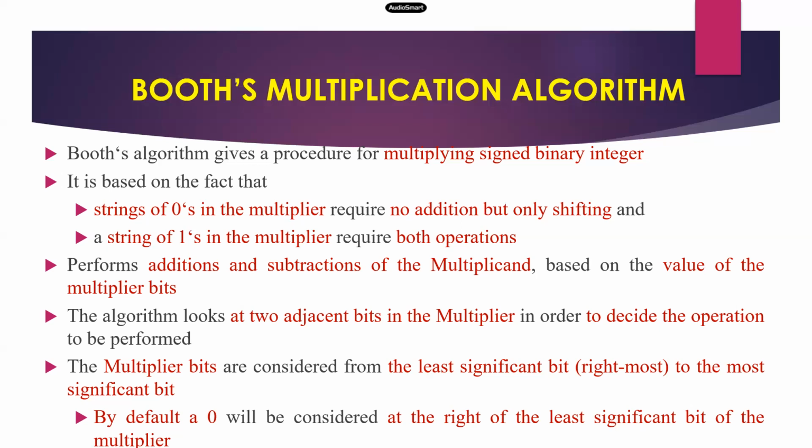The algorithm looks at two adjacent bits in the multiplier in order to decide the operation to be performed. So we have to consider the two adjacent bits of the multiplier. Those two adjacent bits decide the necessary operation. The multiplier bits are considered from the least significant bit to the most significant bit. So we start from LSB to MSB, from right hand side to left hand side. By default, a 0 will be considered at the right of the least significant bit of the multiplier.